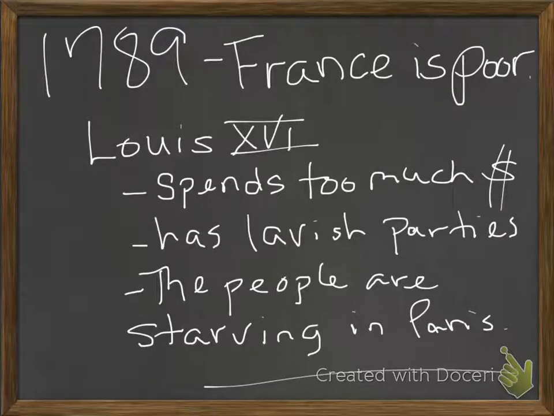Now, in 1789, France is poor. I mean, very, very poor. Louis XVI, he's spent too much money, and he has these lavish parties. And the people are starving in Paris. I don't know how to phrase it, but there were a lot of hooligans in the street. There were riots. There were bread riots. There were just good, decent people who were resorting to stealing because they had no money to feed their children.